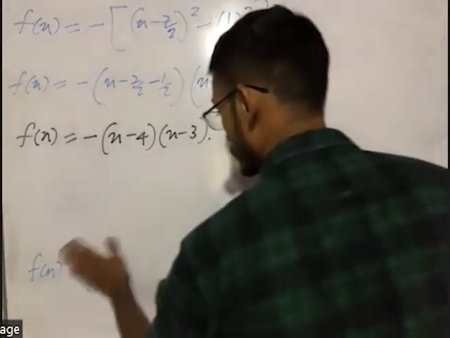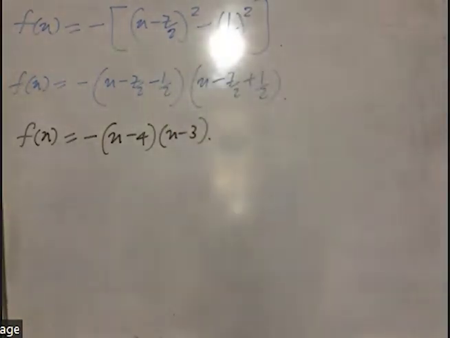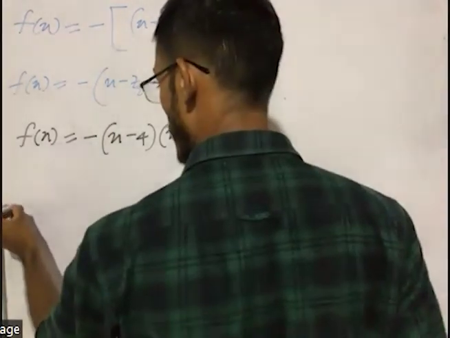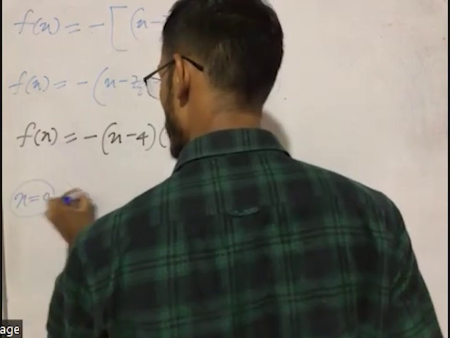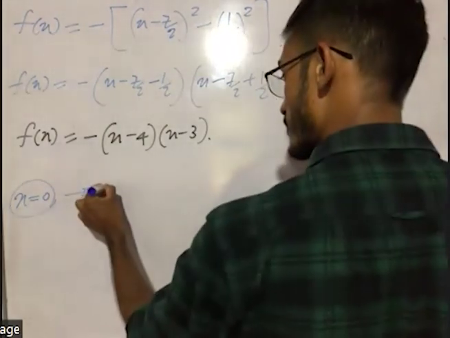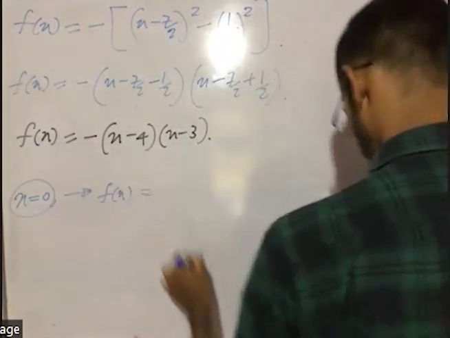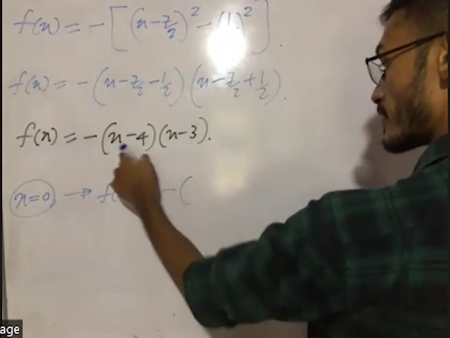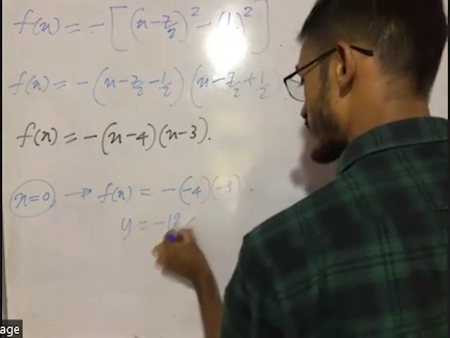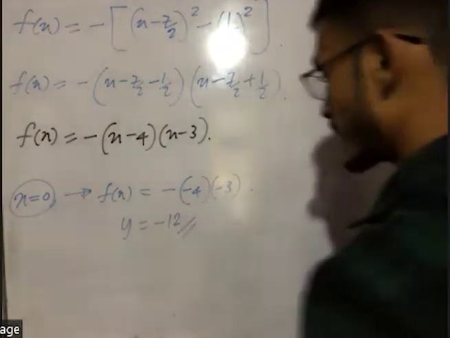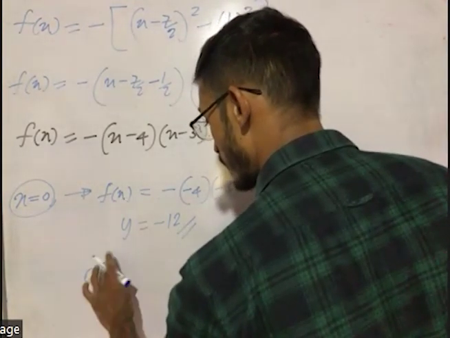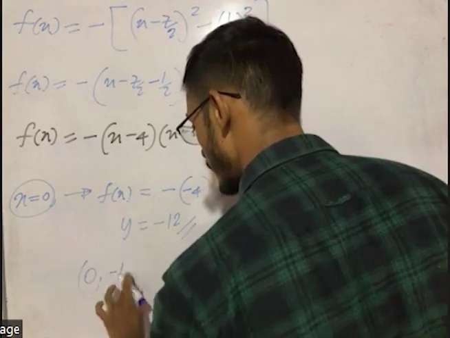Right. So now look at this. We have separated this into two factors. So when x equal to 0, we can find the y-intercept value from this. x equal to 0, here f(x) equal to minus, 0 minus 4, 0 minus 3. Then y equal to minus 12. When x equal to 0, y equal to minus 12. So the y-intercept value is 0, comma minus 12. This is the y-intercept value.